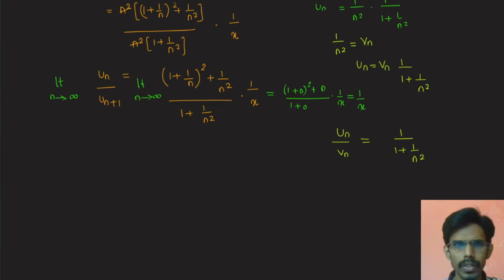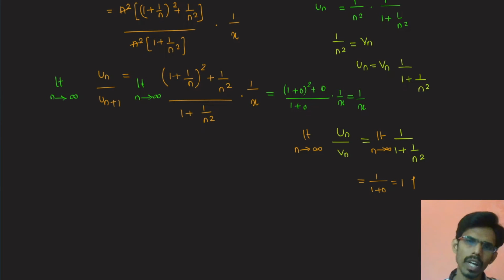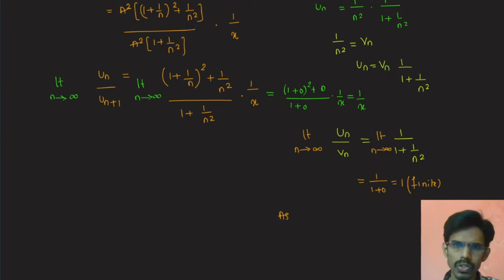Now apply the limits on both sides. We have limit n tends to infinity, limit n tends to infinity. So here we have 1 by 1 plus 0, that will be 1, that is finite. If this ratio is finite, in the comparison test we say both series, sigma un and sigma vn, converge or diverge together.